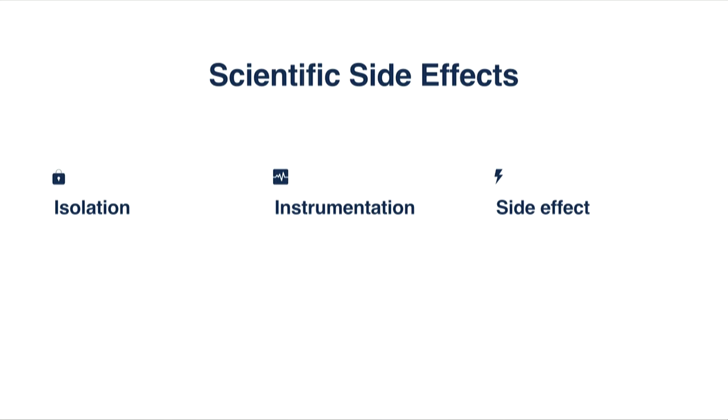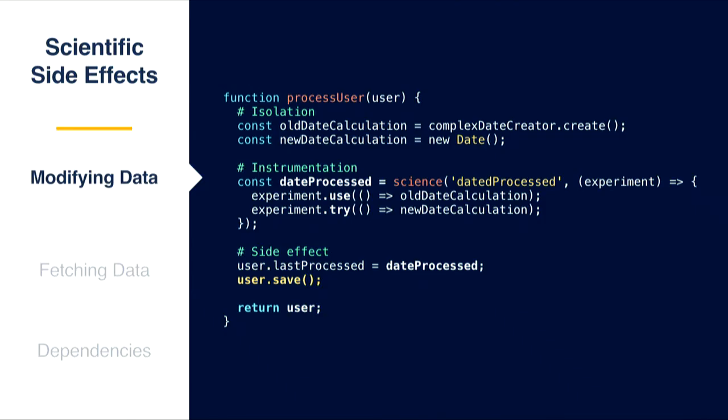Well, there's a process that I've thought of to try to handle this, and it breaks down into 3 steps. First, let's isolate the thing that we're trying to change, instrument that, and then after we've done that instrumentation, apply the side effect.